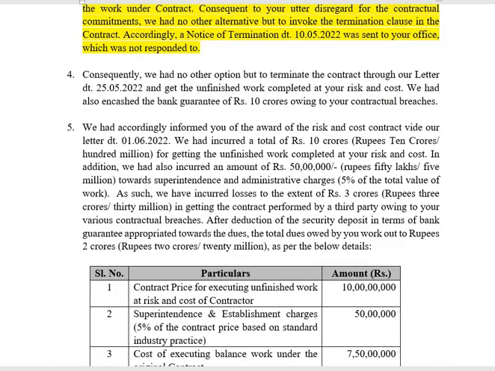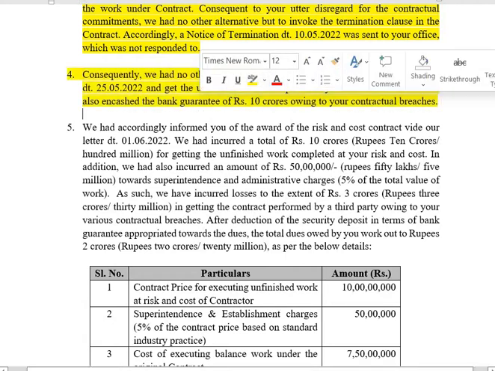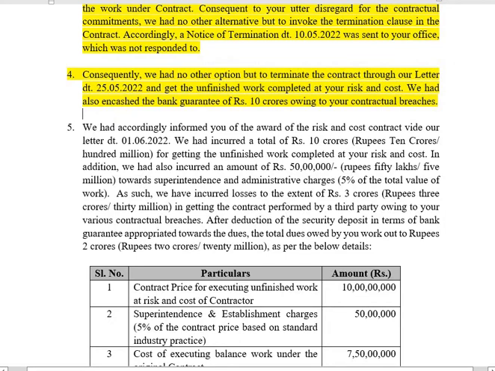The fourth part concerns the actions taken by the client for addressing the breaches, such as going for risk and cost contracting and termination. So it says, consequently, we had no other option but to terminate the contract through our letter dated 25/5/2022 and get the unfinished work completed at your risk and cost. Note that the notice of termination was sent on 10/5 and after 2 weeks, that is after giving reasonable notice, the contract was terminated on 25/5/22.